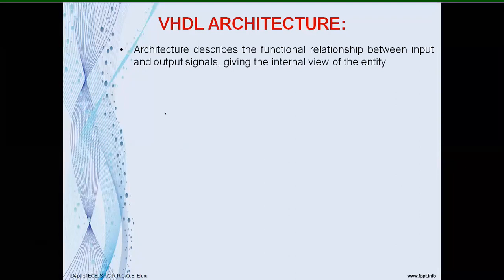The VHDL architecture describes the functional relationship between the input and output signals. The VHDL entity describes what the input ports and output ports are, whereas the VHDL architecture describes the functional relationship between the input and output signals. It describes the internal view of the entity, which in turn describes the functionality or the behavior of the digital circuit.